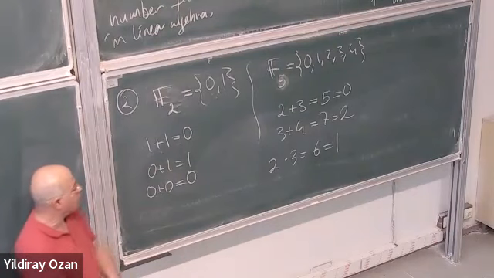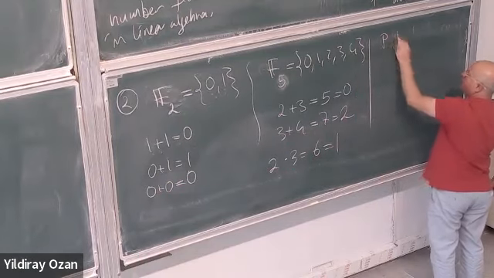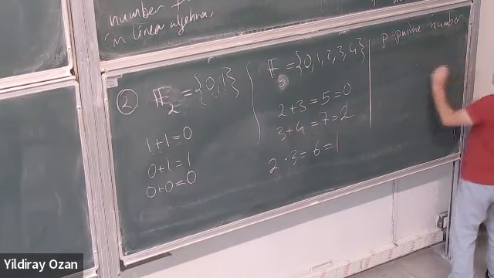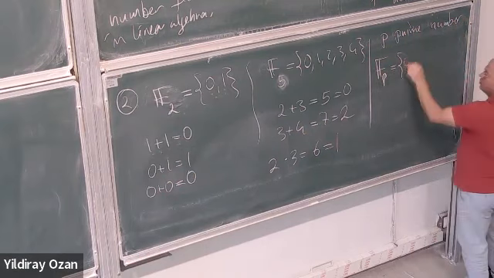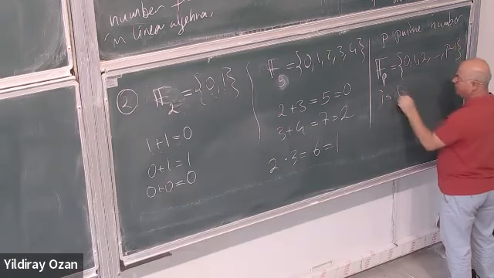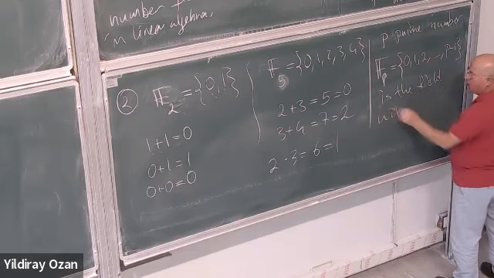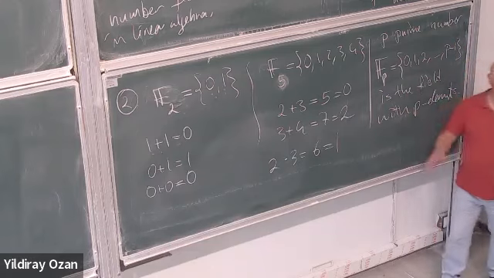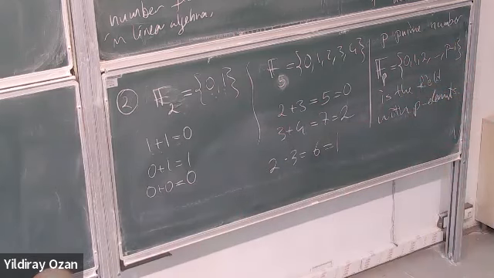I gave you two examples of finite fields. Actually, in general, whenever we have a prime number P, this F_P, which is the numbers modulo P, so 0, 1, 2, up to P minus 1, is a finite field with P elements. It's a fact that there is only one, up to isomorphism, with P elements.